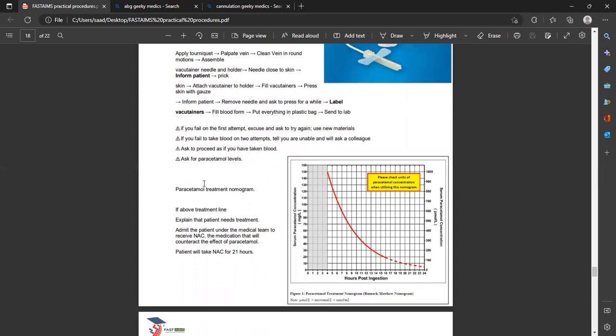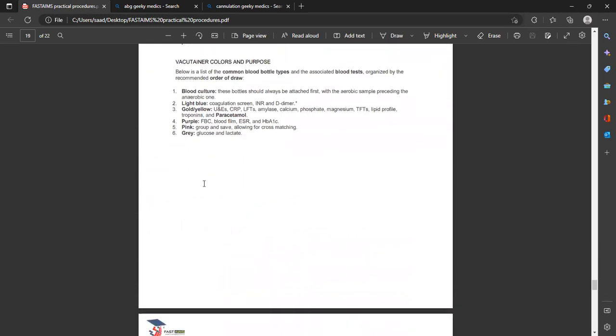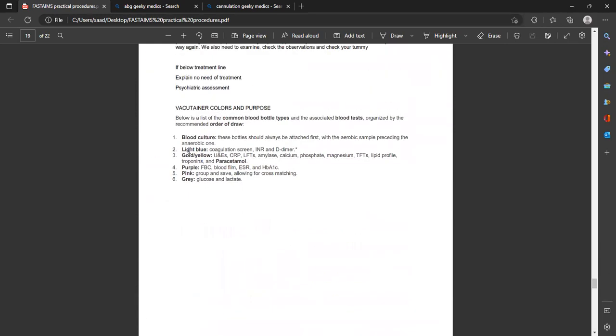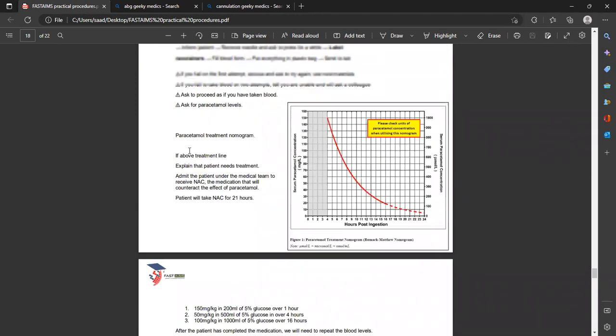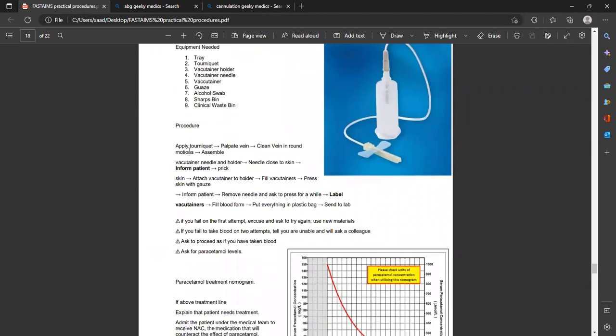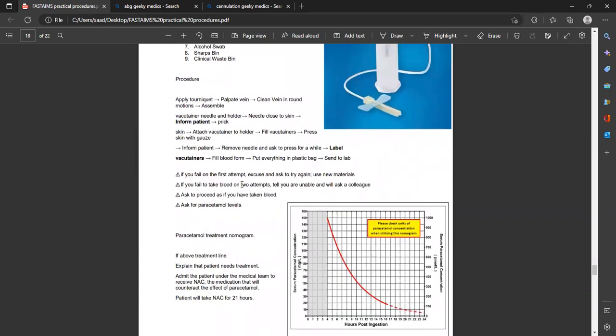And remember, paracetamol samples go into the yellow vacutainer. There are different colors of vacutainers. We will be discussing those colors as well. But remember, the paracetamol will go in yellow. All right. So if you fail on the first attempt, excuse yourself and ask to try again. Use new materials. If you fail to take blood on two attempts, say you are unable to, and I will ask my colleague to take samples.